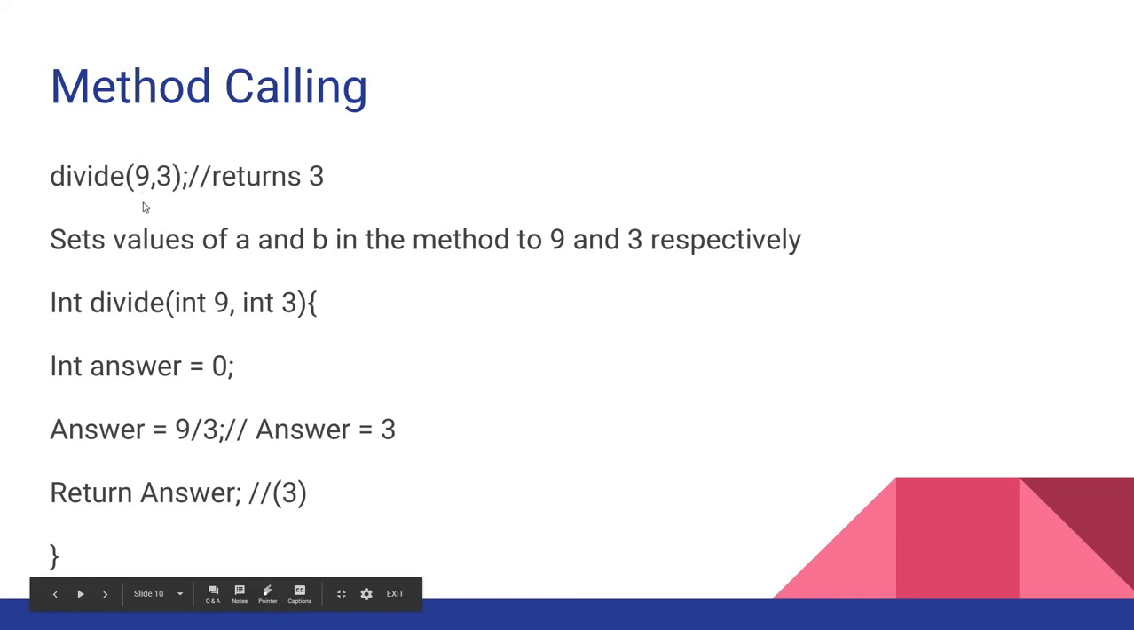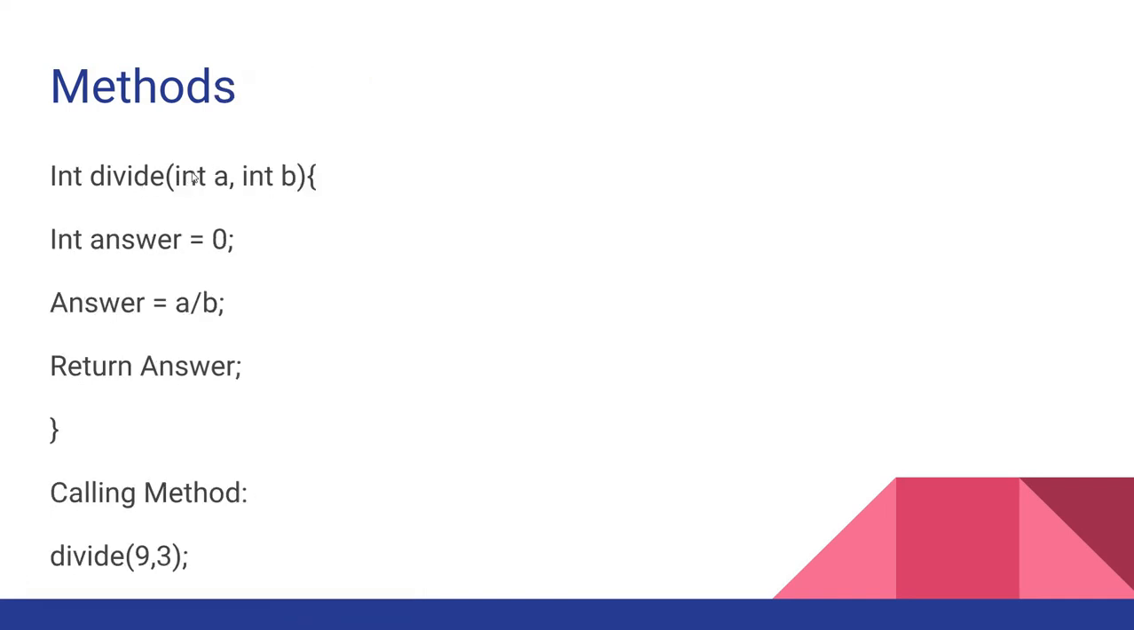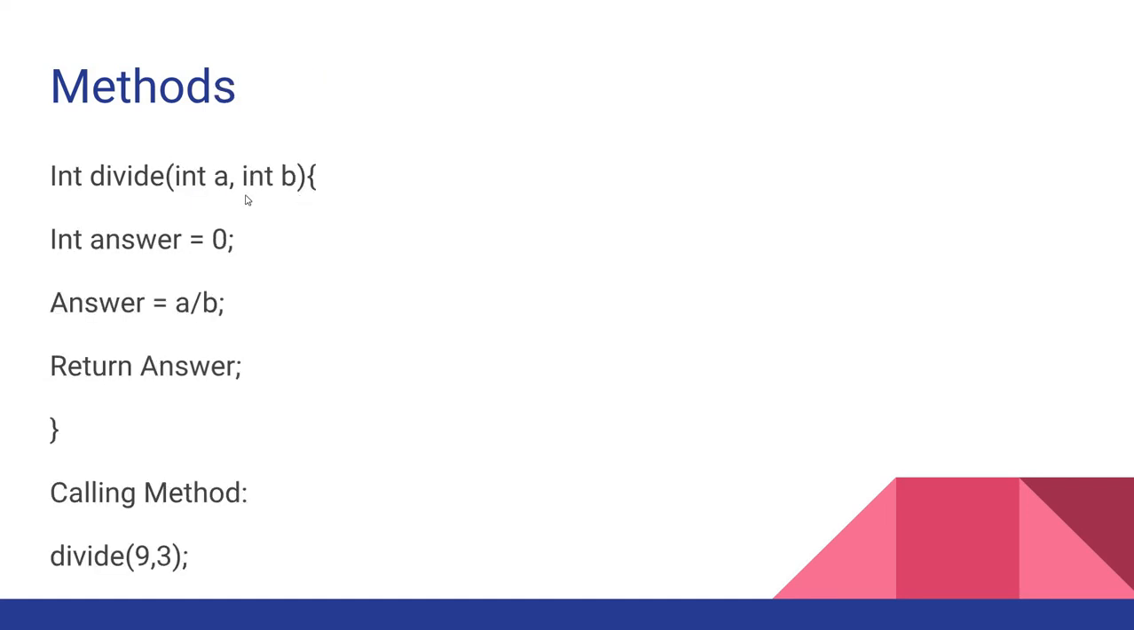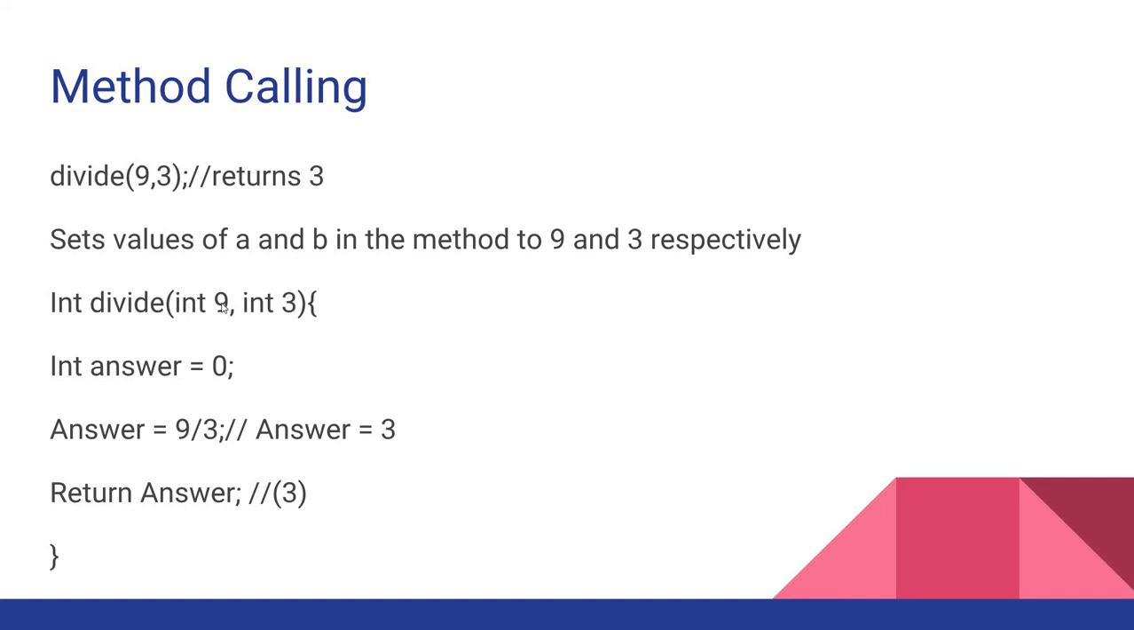So all of the values that you pass into here, the first one, which is named a in the method, and the second one, which is named b in the method, are going to become these arguments respectively, and then the method will execute as if a is equal to the first value passed in and b will be equal to the second value passed into the method.